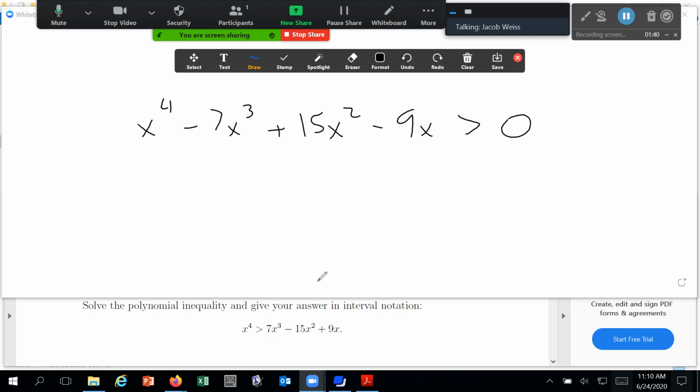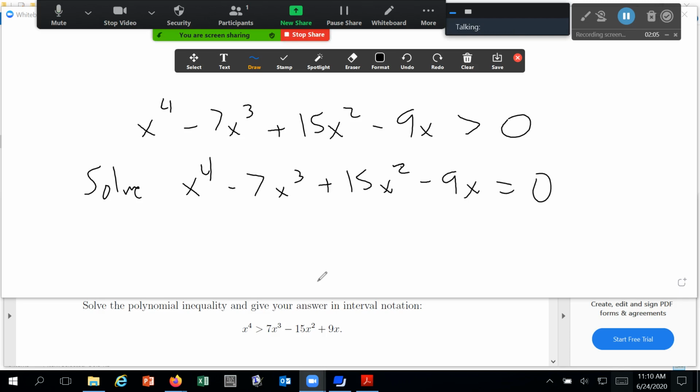All right, so that was the first step. The next thing we want to do is try to find the zeros. So now we want to solve this polynomial equal to 0 to find the zeros. The first thing I see that I can do is factor an x out of every term.